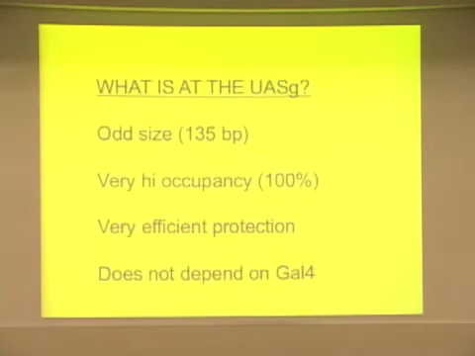So what is at the UASG? Well, our new fancy technique said, of course, no. The size that's protected is too small to be a nucleosome. So 165 base pairs, it's 100% occupied, there's very efficient protection, and it doesn't depend on Gal4. So am I done? Okay, I'm just going to tell you the answer.